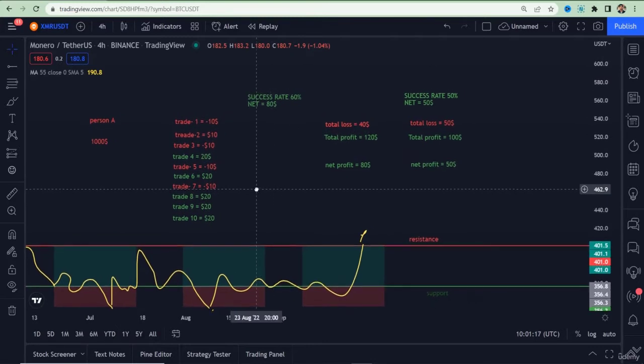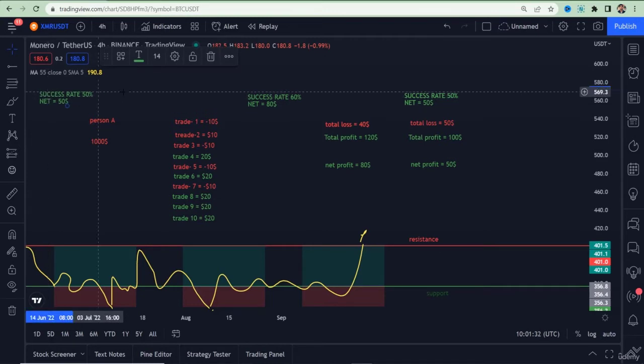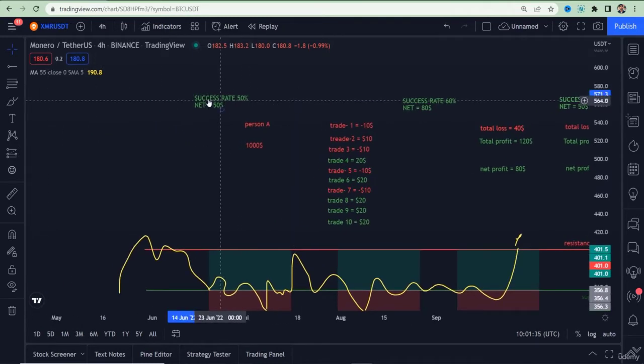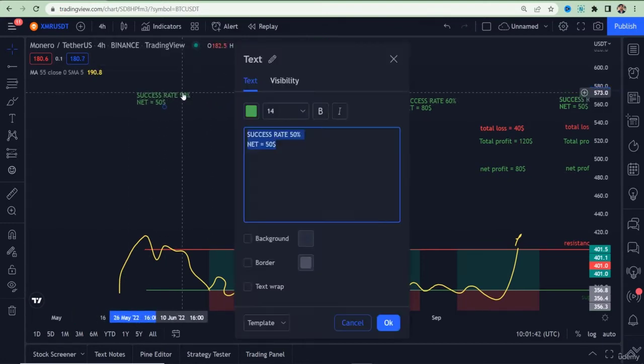I gave you two examples. With a success rate of 60%, we got a net profit of $80. And with a success rate of 50%, we got a net of $50. So we're going to try another strategy that does 40%. Let's try it on 40%. So we have net 0, it's unknown. We make it 40%.